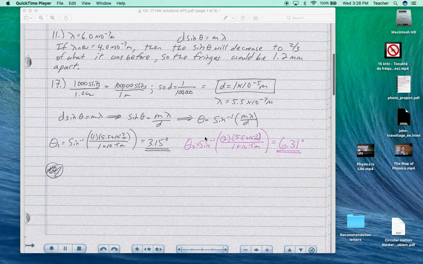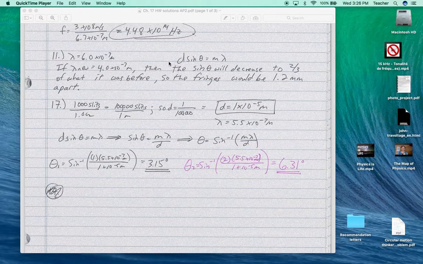For number 11, we'd see that the wavelength is 6 times 10 to the negative 7th meters. Use the diffraction formula, and if we have a new wavelength that's only 2/3 that amount, that means that since this side is only 2/3 of the amount, this side would also be 2/3 the amount. So the sine theta would change, and therefore the fringes are going to end up being closer together. So instead of 1.8 millimeters apart, they'd be 1.2 millimeters apart.